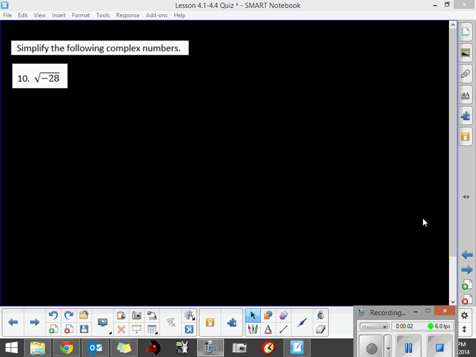In questions 10, 11, and 12, we're asked to simplify these complex numbers. We had to introduce a new number in order to take the square roots of negatives. So what we're going to do is review that i represented the square root of -1. That was the new number that we defined to help us overcome the stumbling block of taking the square root of negatives. It wasn't defined in real numbers, but we now have it defined over the set of complex numbers.